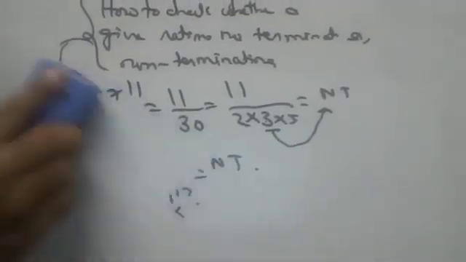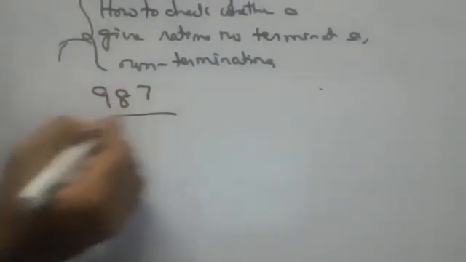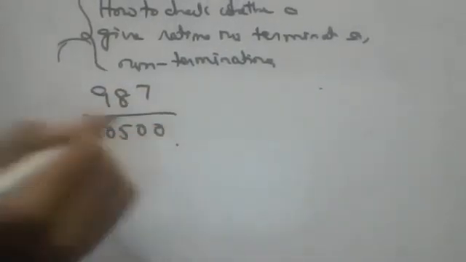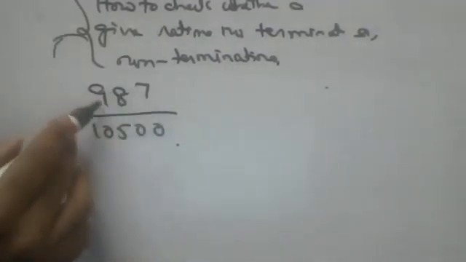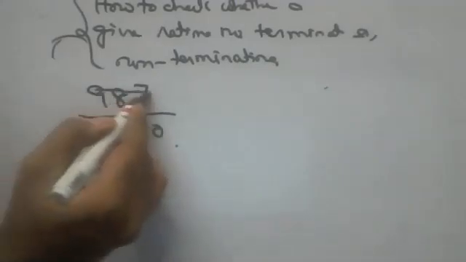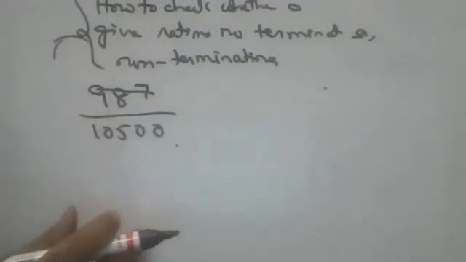Okay, children. So, non-terminating. The last three sums I will tell, and the remaining you have to do as your homework. 987 by 10500. So 15, 24, 6. Children, this will go in the three table. First, simplify. Without simplification, you should not do any sum, children.